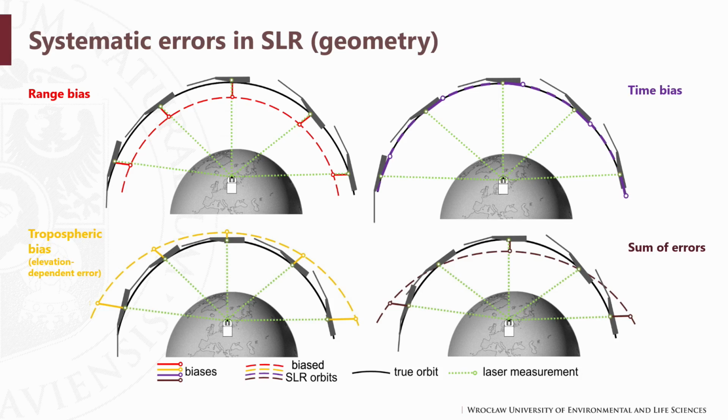We may have a tropospheric bias. Actually, a tropospheric bias is also an elevation-dependent bias. It's smallest in the zenith direction, and it increases for the lower elevation angles. And typically, we also may have the sum of different errors included in data.